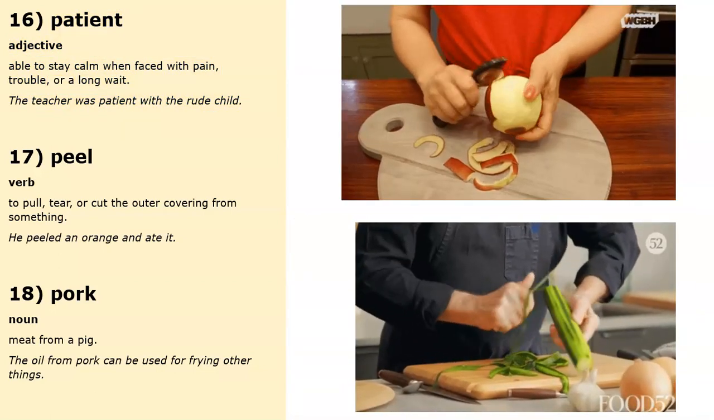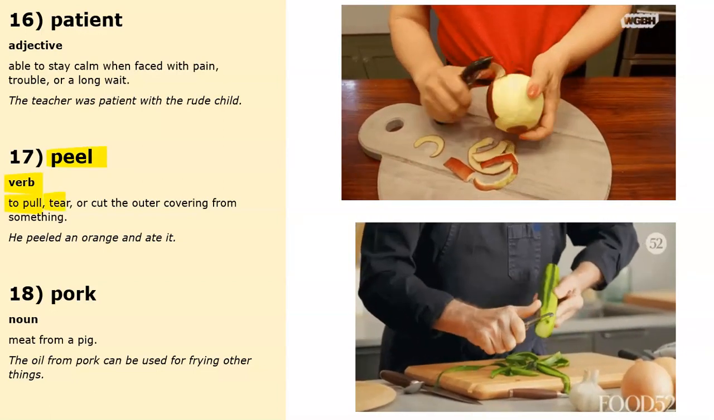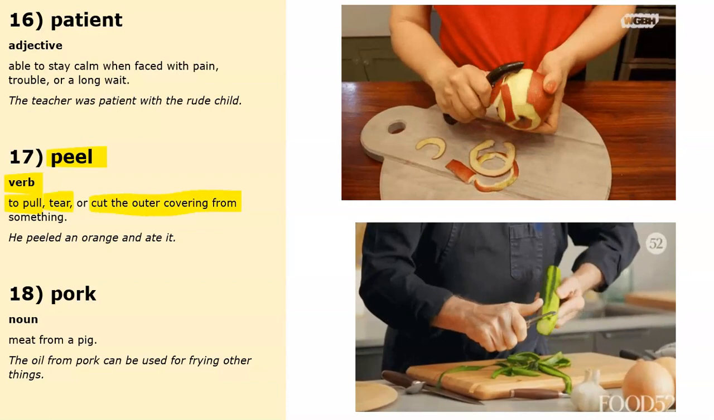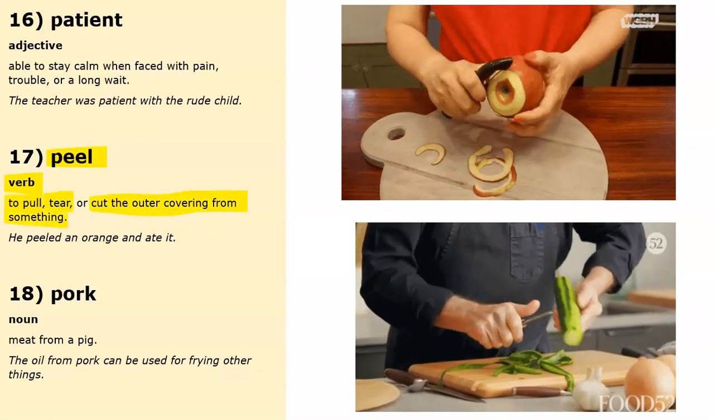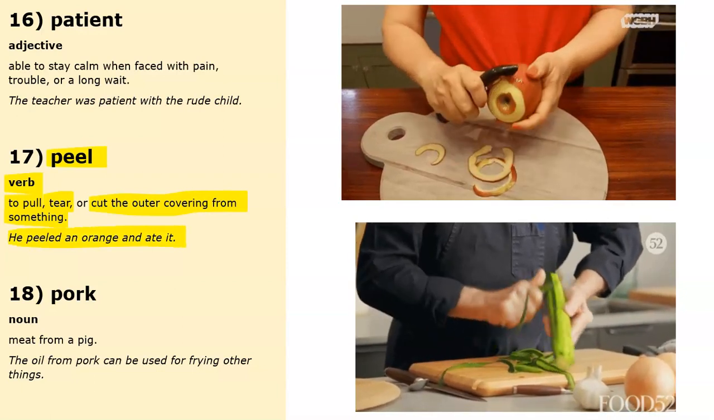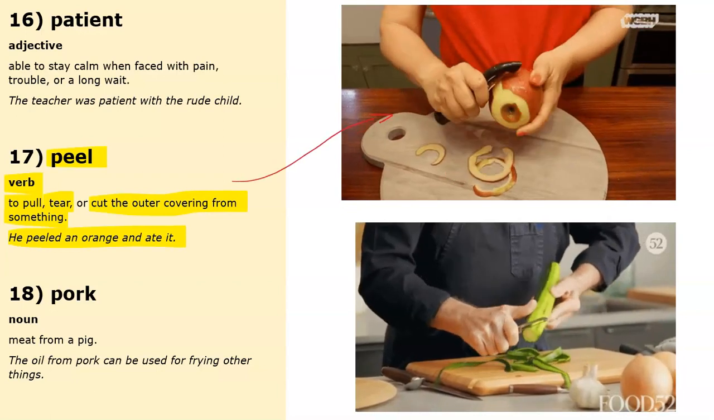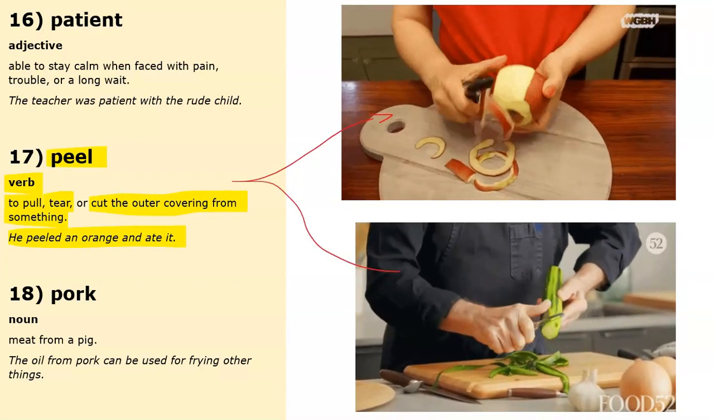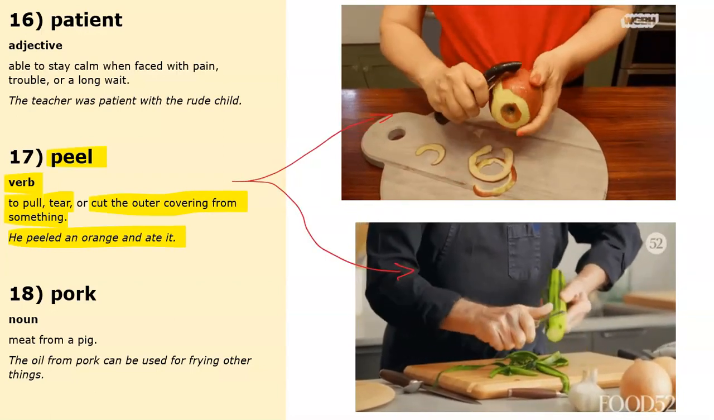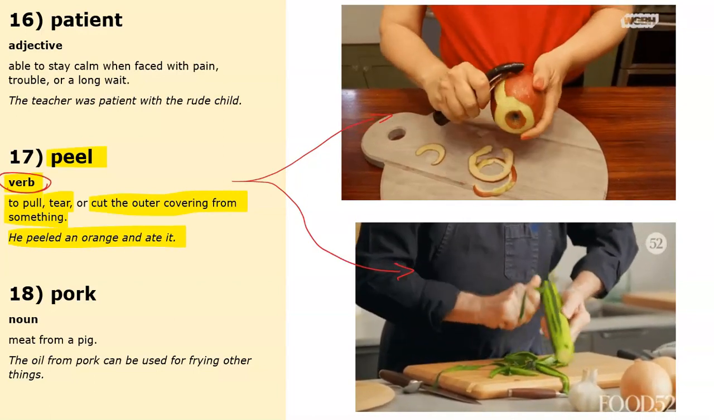Our next word is peel. Peel is a verb and it means to pull, tear, or cut the outer covering from something. For example, he peeled an orange and ate it. We usually peel fruits or vegetables, and this is what it looks like when you peel something. Remember, peel is a verb, so it is the action of cutting something.